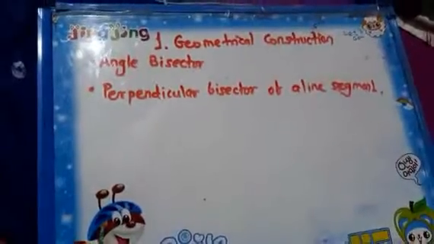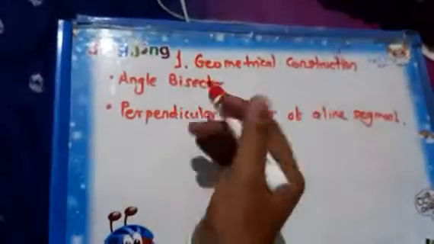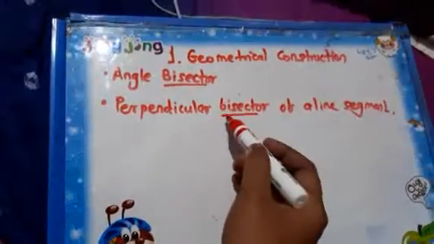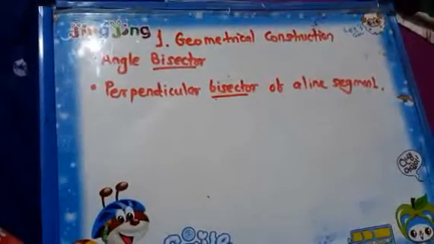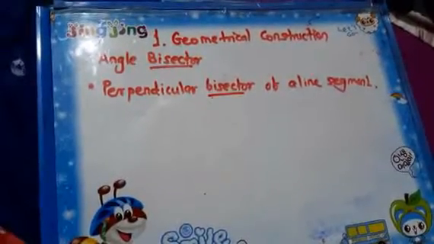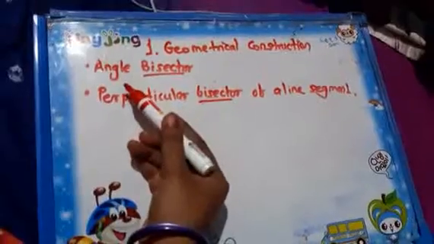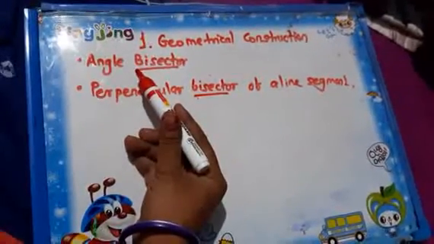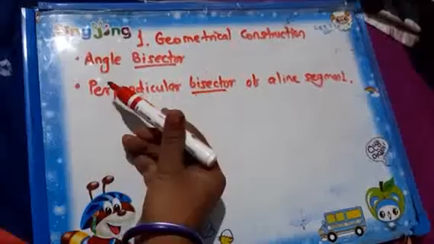If you see in these two concepts, the word bisector is added. Bi means two, so bisector means which divides something into two equal parts. So the meaning of angle bisector is, by drawing the bisector we will divide that angle into two equal parts.